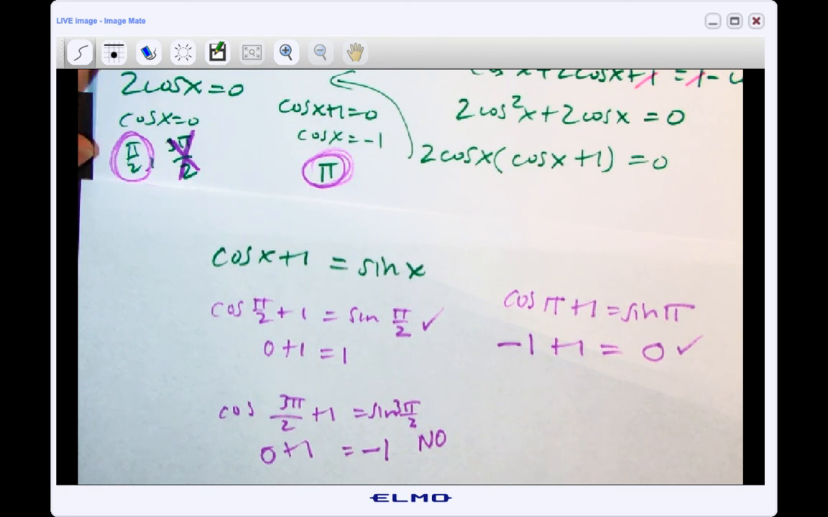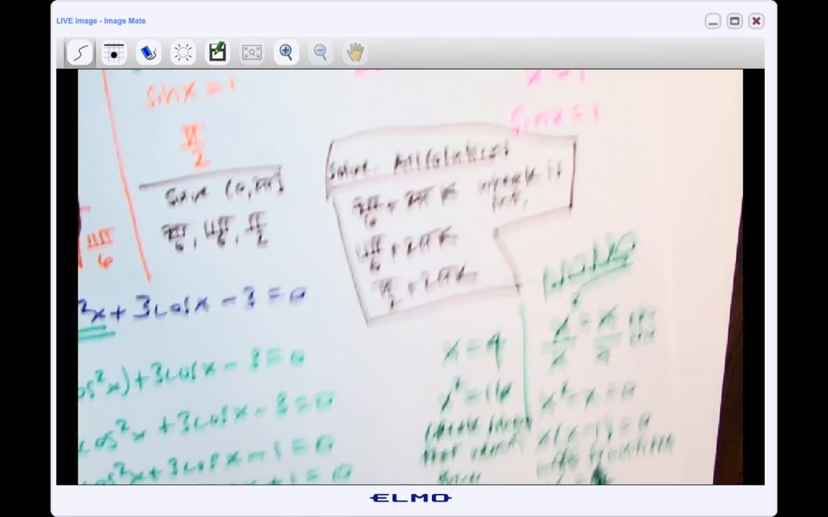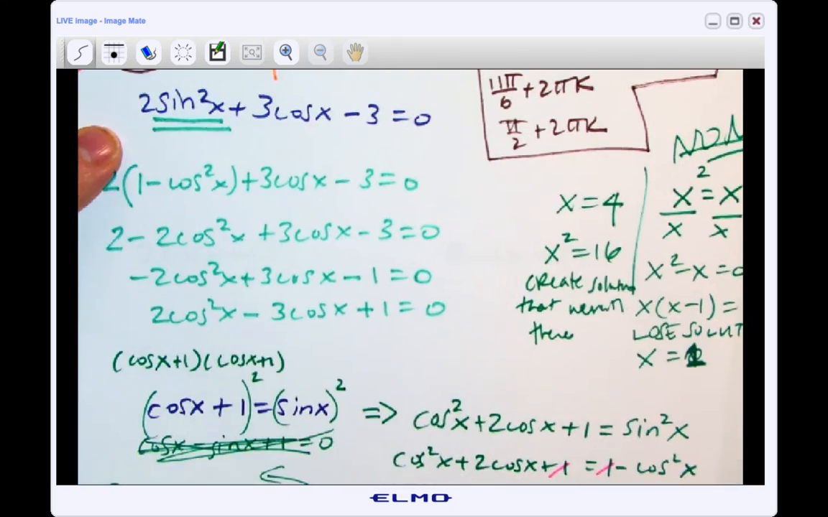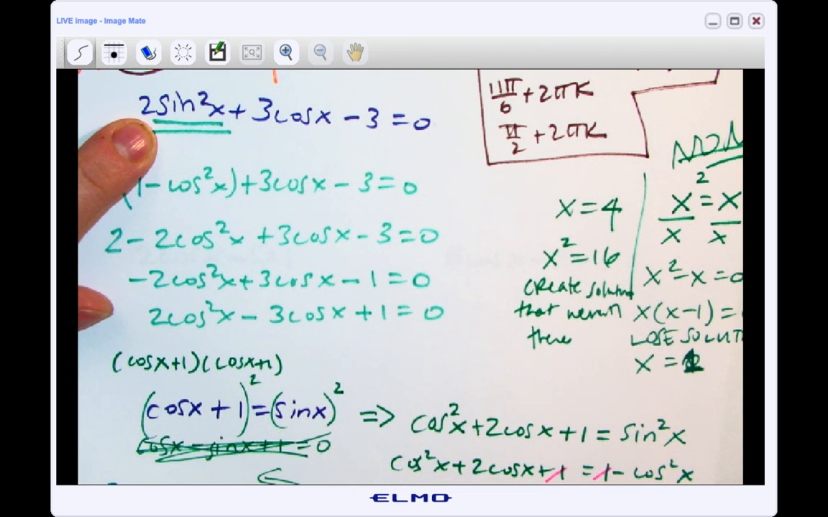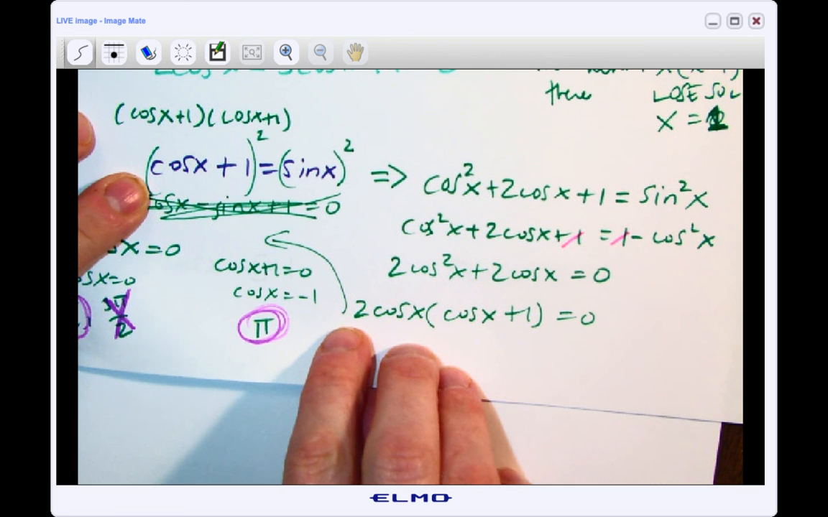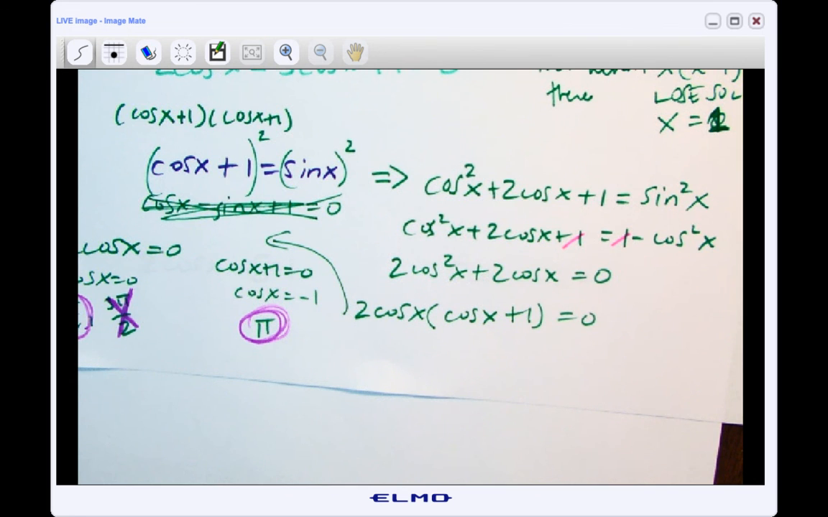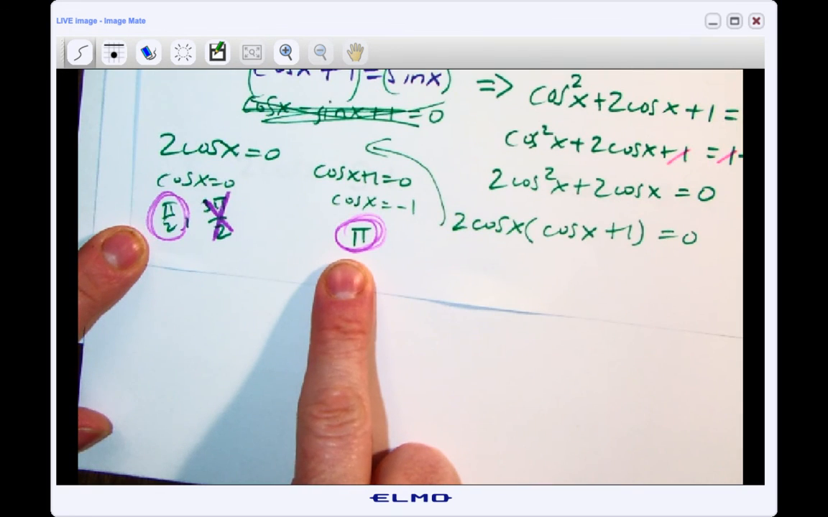Okay? So let's sum up real quick. What did we do today? We factored quadratic form. We changed it using your Pythagorean identities. You can use any of the identities that work. And this one, none of my identities worked, so I changed the equation so that I could use my identities. Okay? And of course, these are just between 0 and 2 pi.